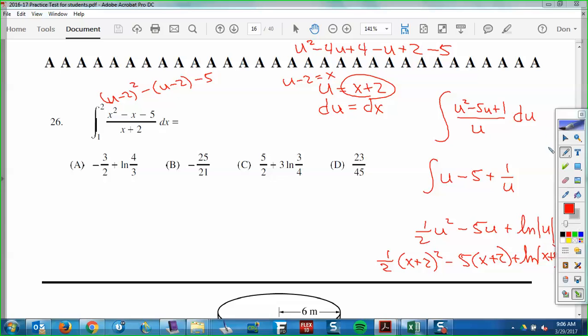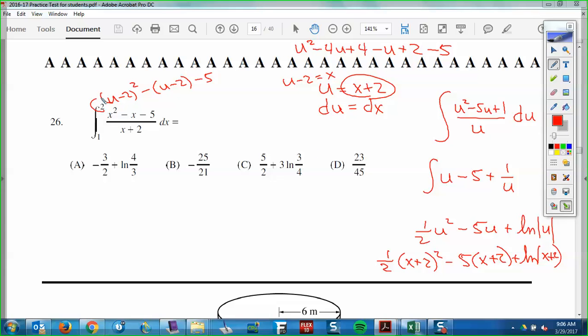And then we put in our 2 and 1. Put in your 2. Oh, jeez, I was hoping this would be 16. Put in your 2 there, that's 8. Put in your 2 there is 4. That's minus 20. Put in your 2 there is plus ln 4. Minus, now put in our 1. 3 squared, that's 9 halves. 1 plus 2 is 3, times 5 is minus 15. Plus ln 3. So 8 minus 20 is negative 16.